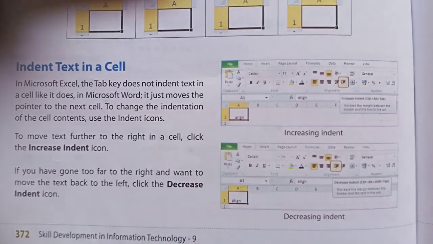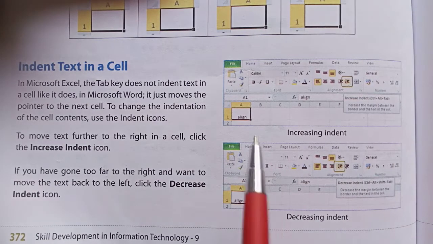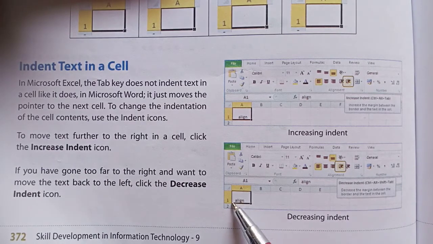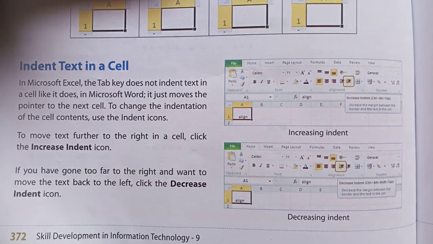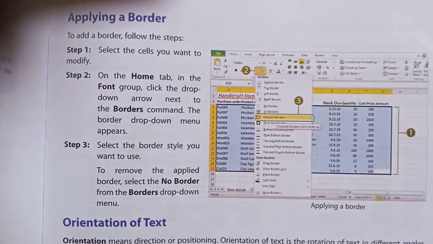It will keep on moving away as you have chosen. If you have chosen increase, it will move away. If you have chosen decrease, then it will start moving towards the margin of the cell. So this way indentation of the cell can be done.